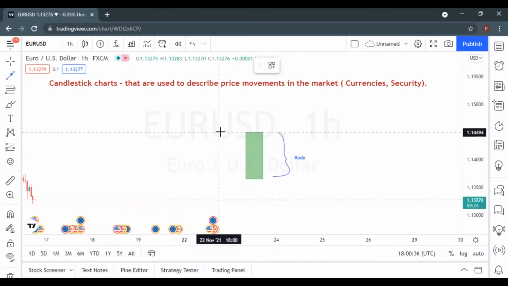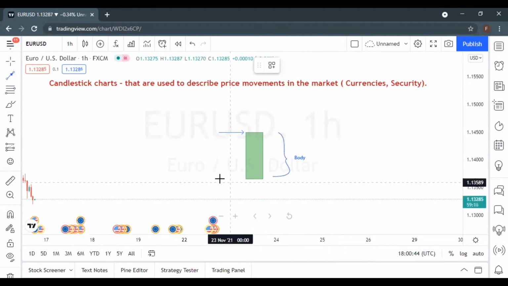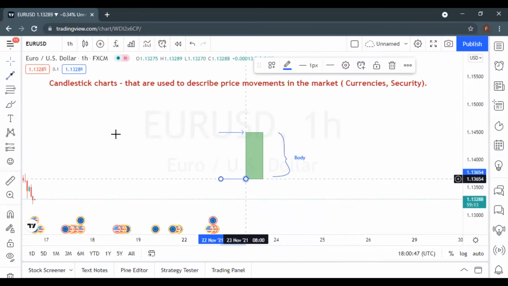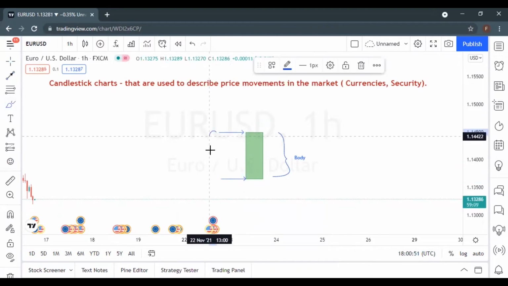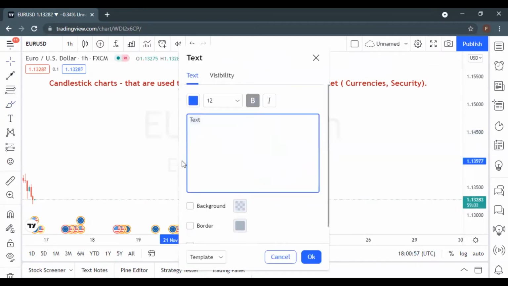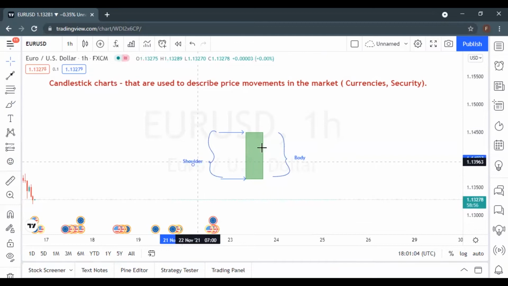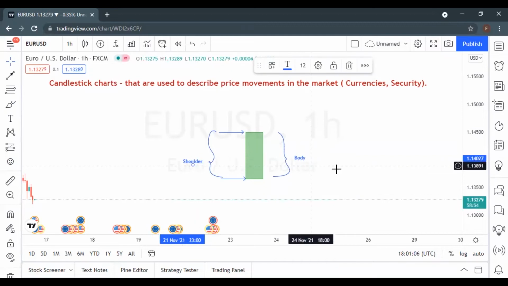This top end, we call this the shoulder, market shoulder. We call these shoulders. So let's just label. This is the shoulders, candlestick shoulders rather. So this is a shoulder, and this is the body.